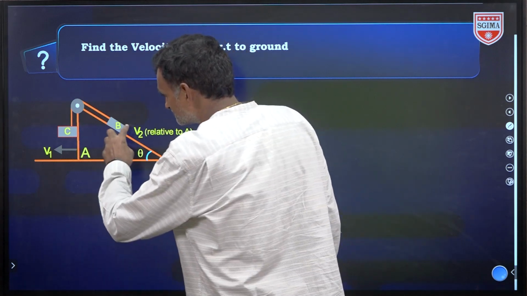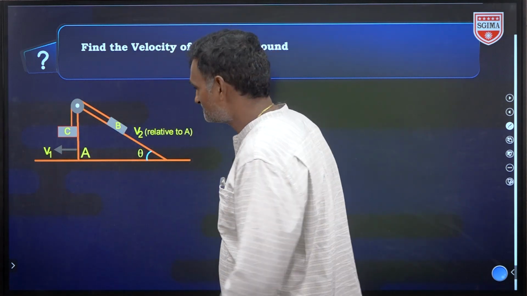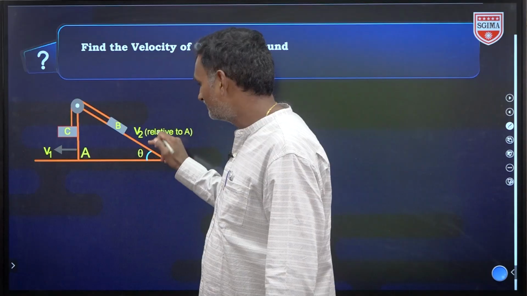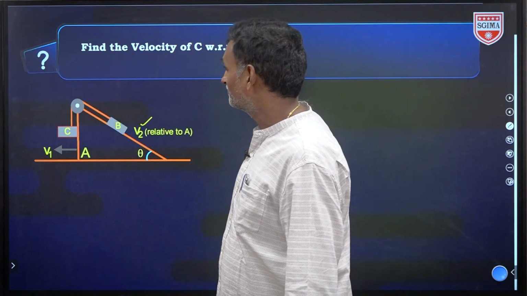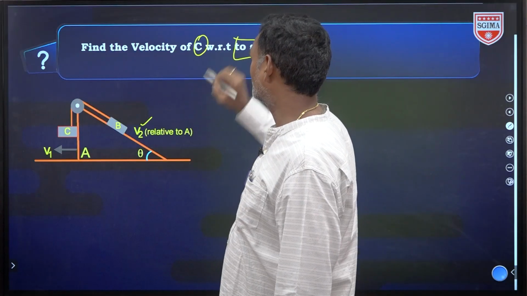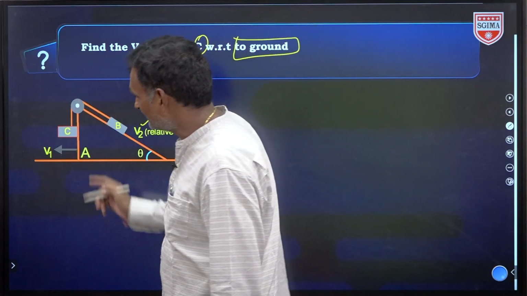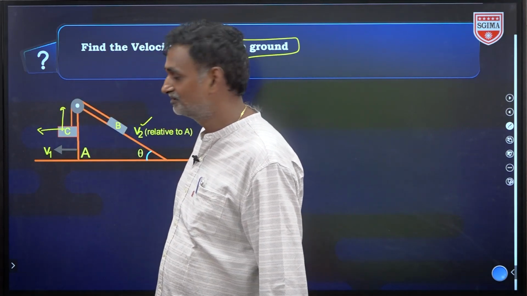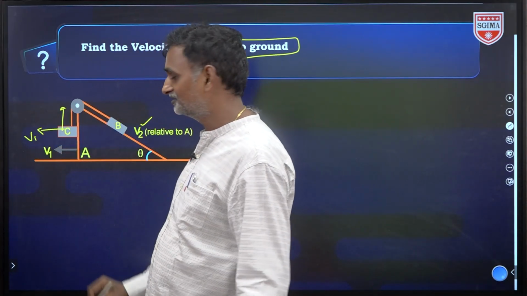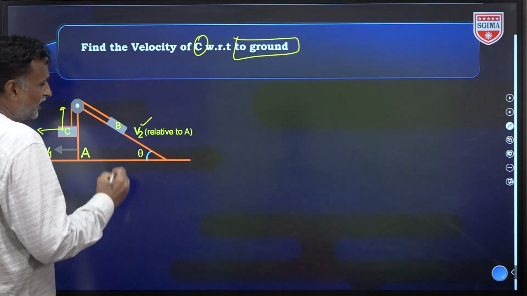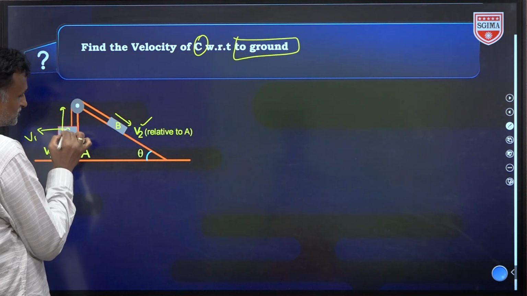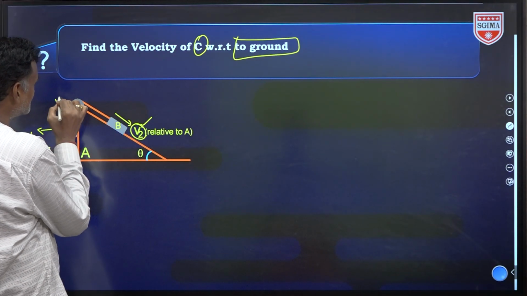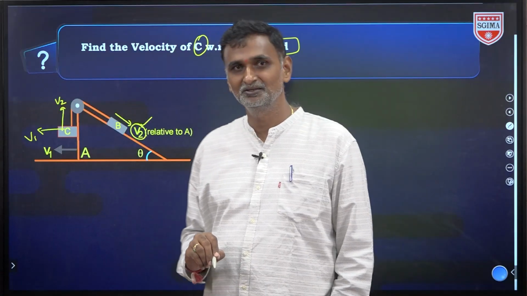Here two blocks are there and one wedge. The wedge is moving left with velocity V1, and B is falling with velocity V2. Then they are asking the velocity of C with respect to ground. So C has two velocities, one upward and one to the left. Here it is V1, and whatever distance B falls through, C will rise through the same distance. So if B is going downward with V2, then this speed is also V2, that is it.